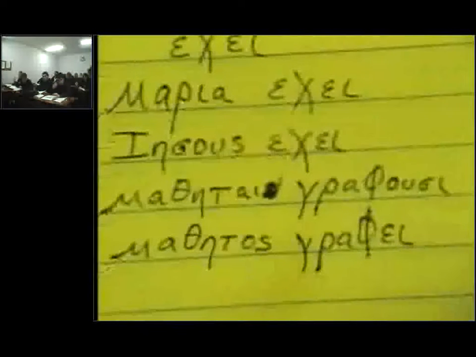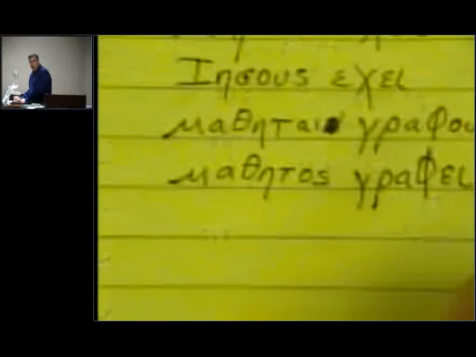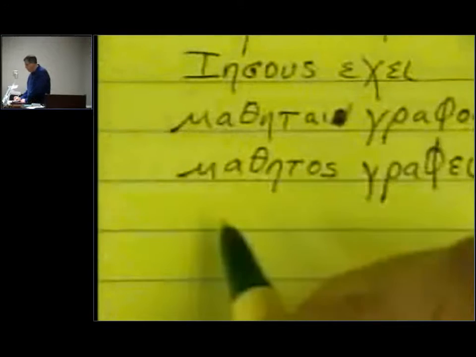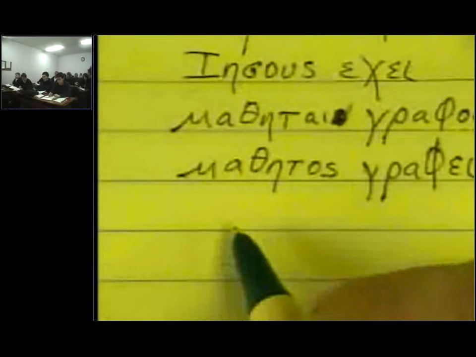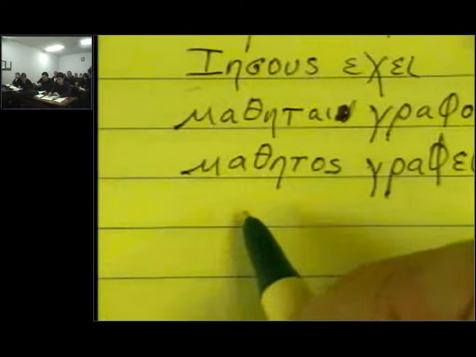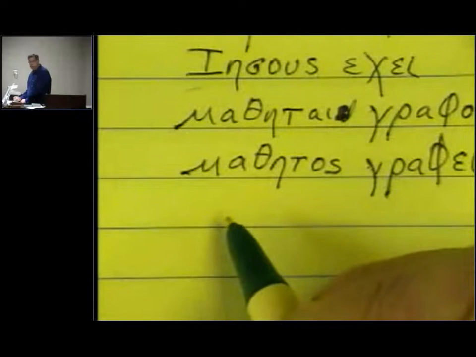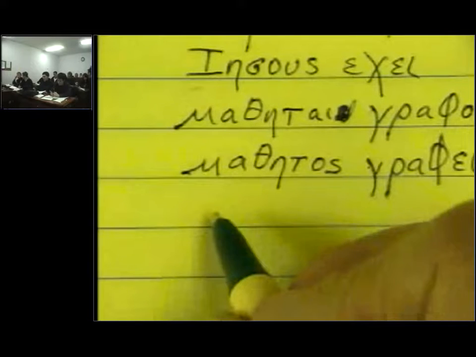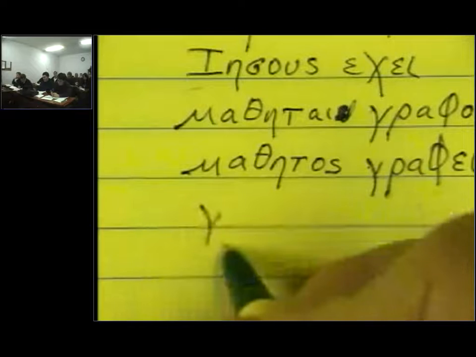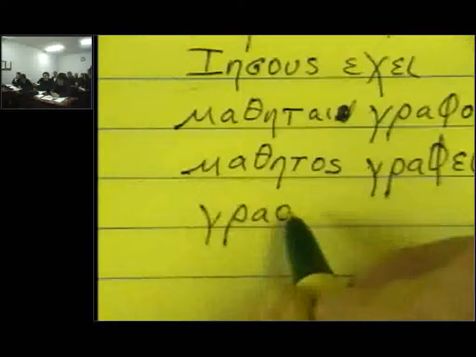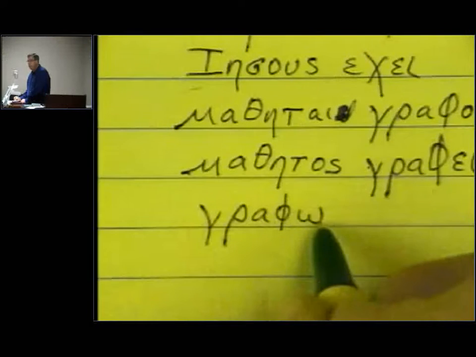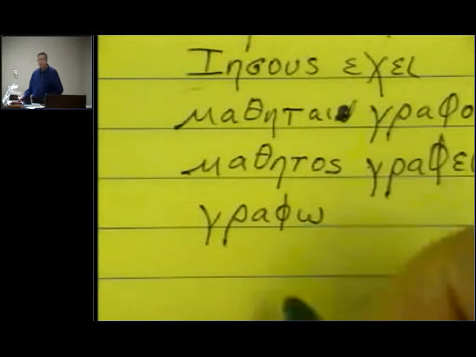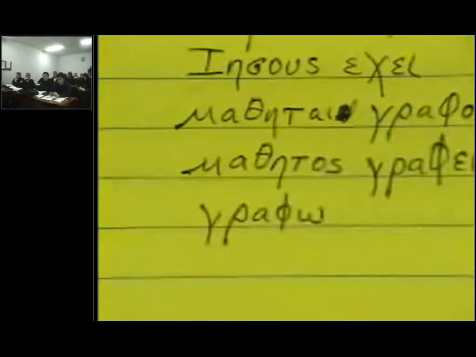But if Peter is talking and Peter says, I write. How would Peter say, I write? Grapho. The omega form is always I write.